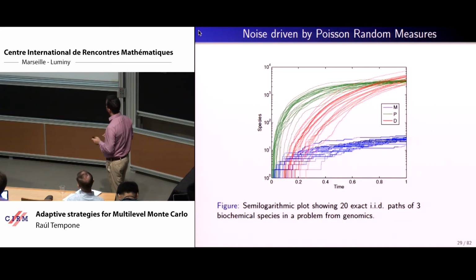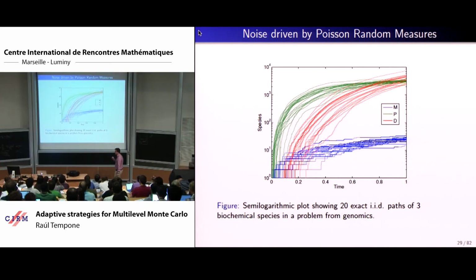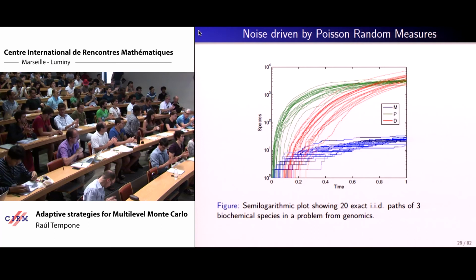Okay, so let's leave Poisson random measures for the next one. Thank you. 5 minutes? Yes. Yeah, okay, 5 minutes. Thank you.